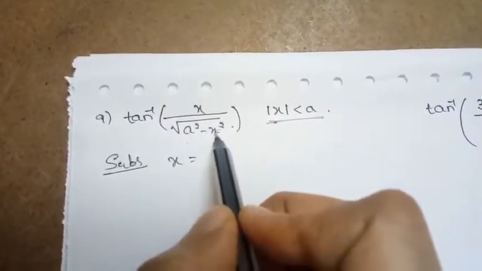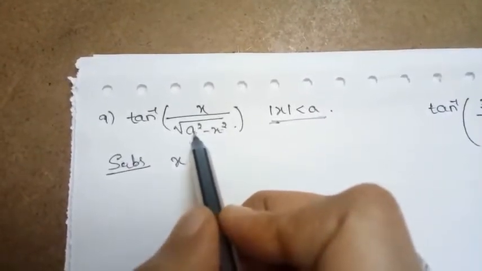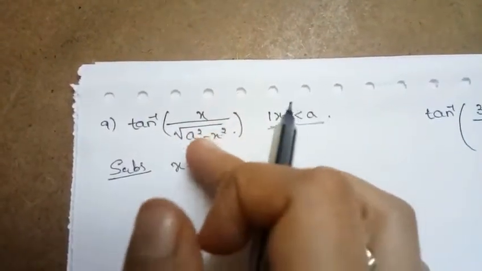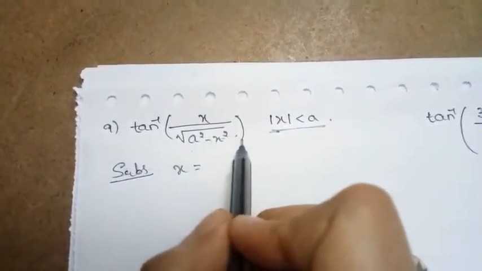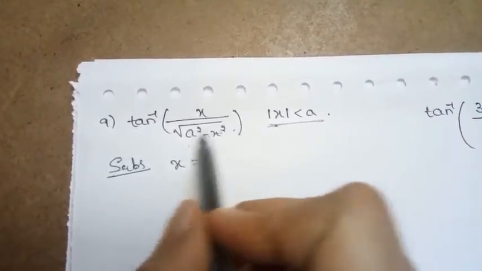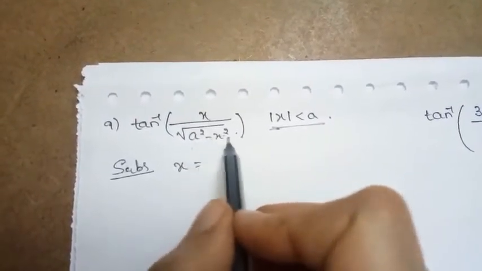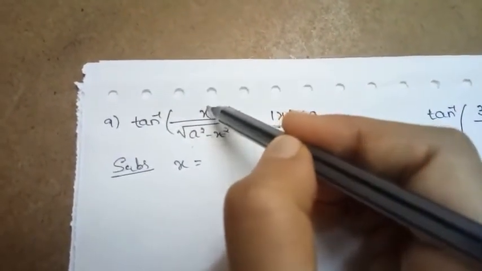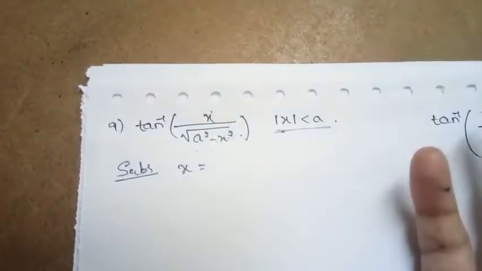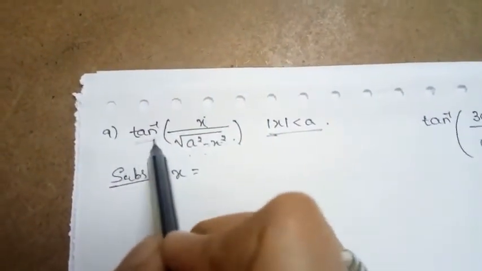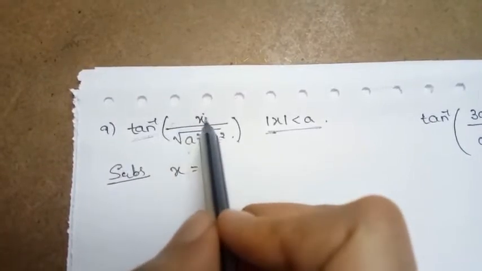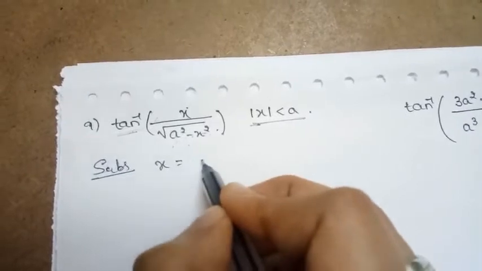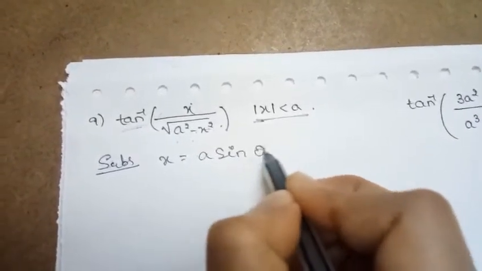If I substitute here with a cos theta, what happens? We are going to get a square minus a square cos square theta. If I take a square common outside, it is 1 minus cos square theta, which is nothing but sin square theta. So a square sin square theta, square root is there, so clearly it becomes a sin theta. In the numerator we have cos theta. Cos theta by sin theta is cot theta, which is not that helpful. So I am substituting here x with a sin theta.